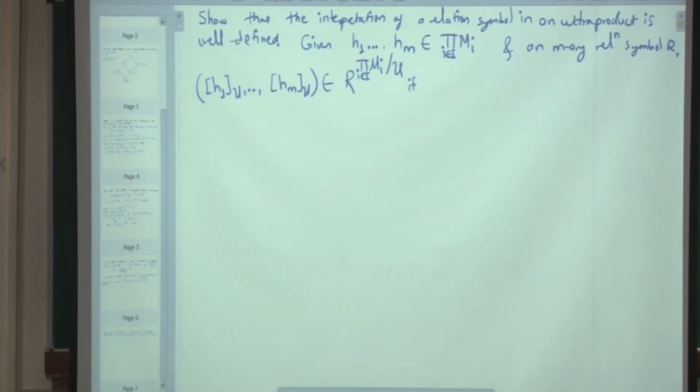if and only if, this is just the definition, the set of those indices where the ith component structure satisfies, that is, h1i up to hmi belongs to the interpretation of the same relation symbol in the constituent structure Mi, is a large set.